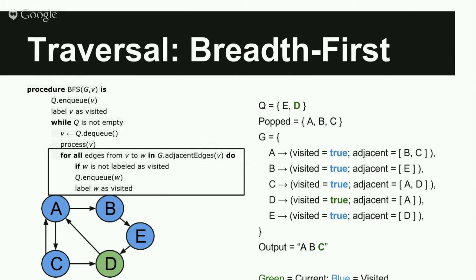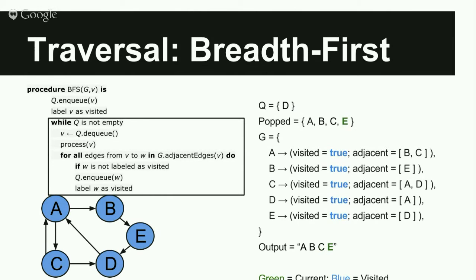And so C was just processed. And for all of the edges, so all the adjacent nodes to C that have not already been labeled as visited, we add those to the queue. So if we look at our data structure, C has 2 adjacent nodes, A and D. Those are the only 2 nodes that can be reached from C. A has already been processed. We have visited equals true in A. So we add D, the only remaining adjacent node for C, to the end of our queue. Okay, so next slide, please.